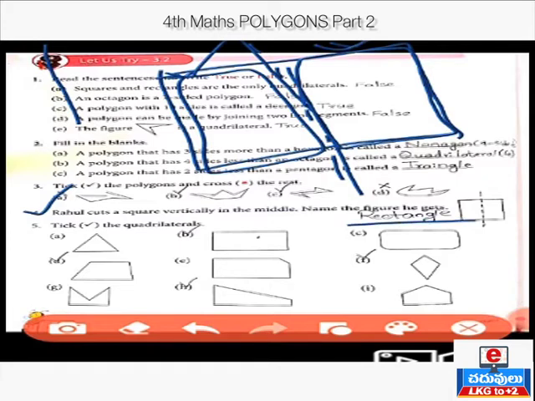Okay. Their opposite sides are equal. These two sides are equal. Okay. All sides are not equal in a rectangle. Only the opposite sides are equal. Coming to the fifth bit.